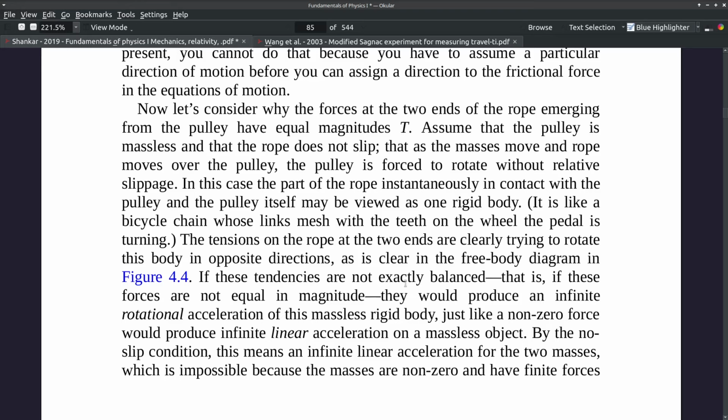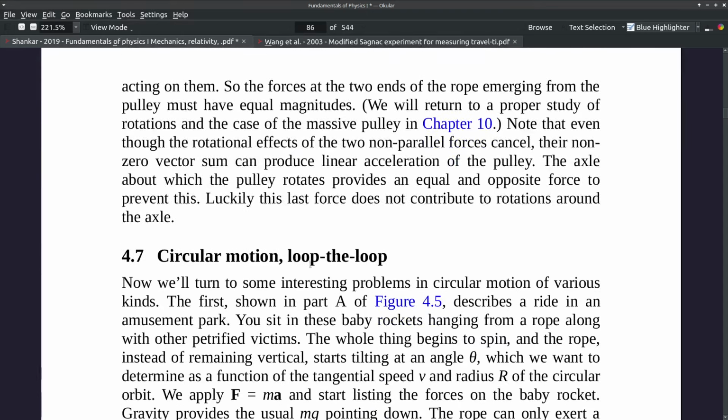If these tendencies are not exactly balanced, that is, if these forces are not equal in magnitude, they would produce an infinite rotational acceleration of this massless rigid body, just like a non-zero force would produce infinite linear acceleration on a massless object. By the no-slip condition, this means an infinite linear acceleration for the two masses, which is impossible because the masses are non-zero and have finite forces acting on them. So the forces at the two ends of the rope emerging from the pulley must have equal magnitudes. We will return to a proper study of rotations in the case of the massive pulley in Chapter 10.